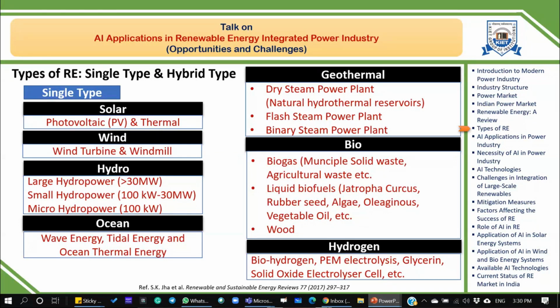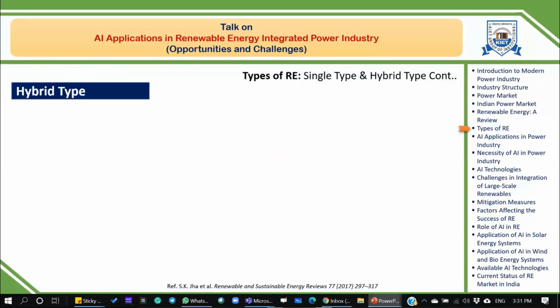Hydrogen is also a single type of energy, with biohydrogen, PEM electrolysis, glycerin, and solid oxide electrolyzer cell. So these are the different technologies by which we can utilize renewable energy: solar, wind, hydro, ocean, geothermal, bio, and hydrogen. Because there is no mixing of any other form of energy, it is a single type.